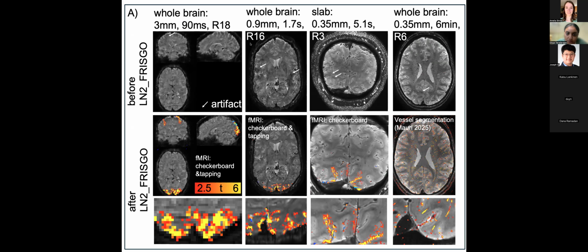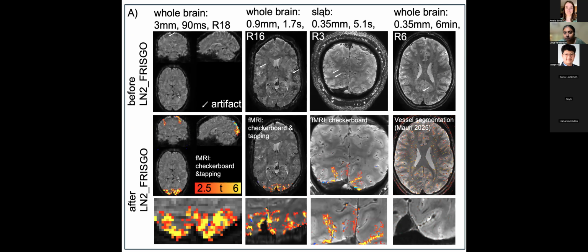When you want to do layer fMRI, for example, with 0.9mm whole brain and GRAPPA 16, you can get down to 1.7 seconds TR, specifically with the new gradient amplifiers. Those are the very data from the previous figure, but also showing that you can get activation maps with a single run here.